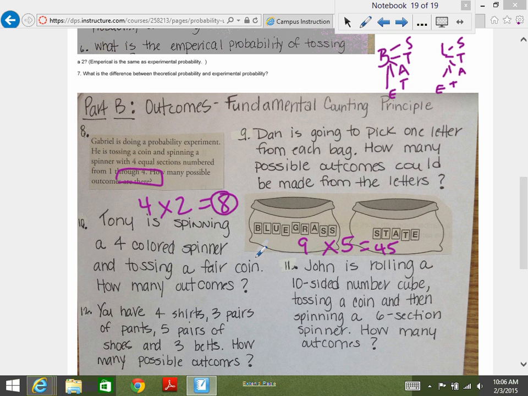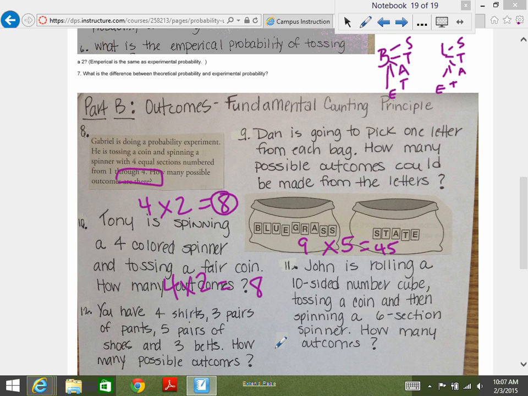Same section. Tony is spinning a 4-colored spinner and tossing a fair coin. How many outcomes? Amy, I heard you say it. What'd you say? 8. What'd you multiply? Which is what? And then the coin is? Good. Number 11. John is rolling a 10-sided number cube, tossing a coin, then spinning a 6-section spinner.